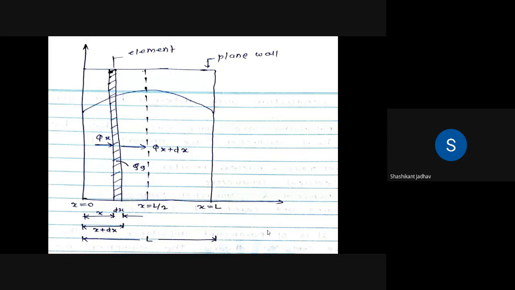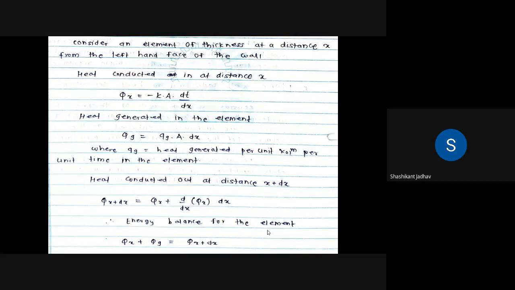Okay, so now write down the next line. Consider an element of thickness dx at a distance x from the left hand face of the wall. Heat conducted in at a distance x.